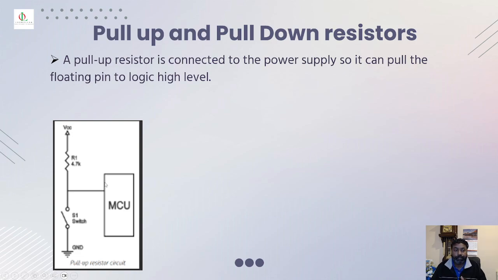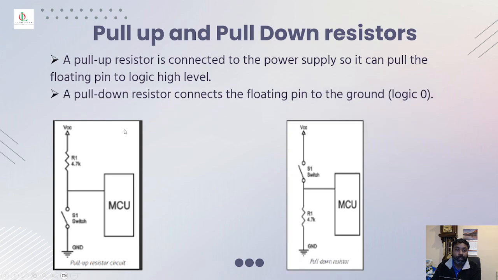That's what it is. A resistor that is connected to the VCC, when you can pull it up to the high level, as close as possible to logic high, is considered a pull-up resistor. Whereas a pull-down resistor connects a floating pin to the ground, which makes it logic 0.